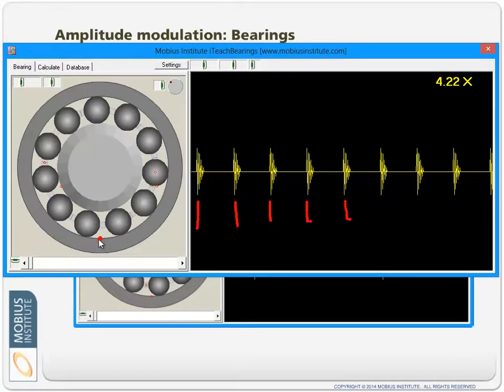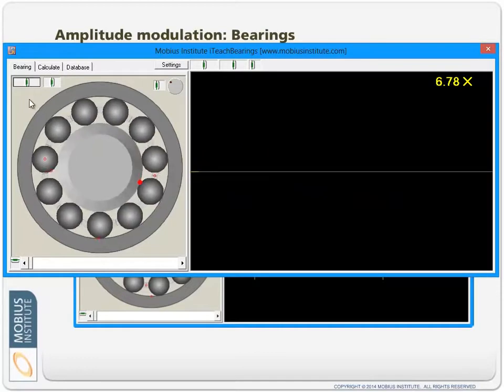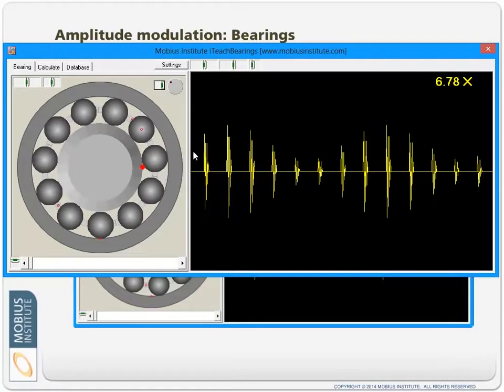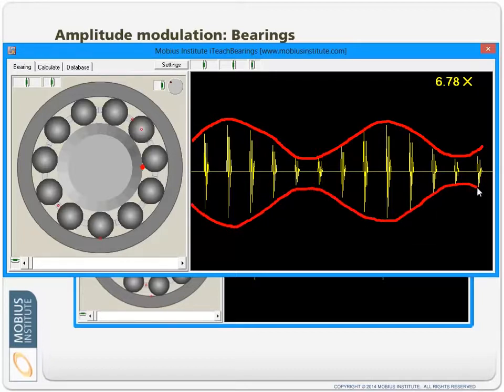But the fact is that because it's on the outer race and the outer race is not turning, the force in each impact is the same. On the other hand, if we look at a fault on the inner race, as the damaged area moves through this load zone, the force of the impact is much greater than when it occurs up here. So the impact is occurring in the load zone, out of the load zone, in the load zone, out of the load zone.